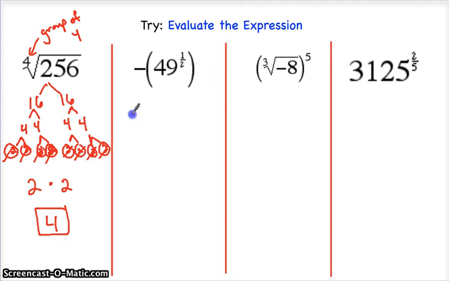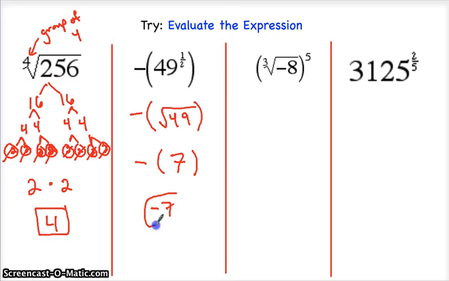I don't think we'll need our calculator for the next one. Remember that a 1/2 exponent is really the same thing as the square root of 49. Notice that that's inside the parentheses, so that negative on the outside, that'll be the last thing we do. I'm just going to keep leaving that outside of the function here. And the square root of 49, remember, is 7, and a negative 7, therefore, is our answer.